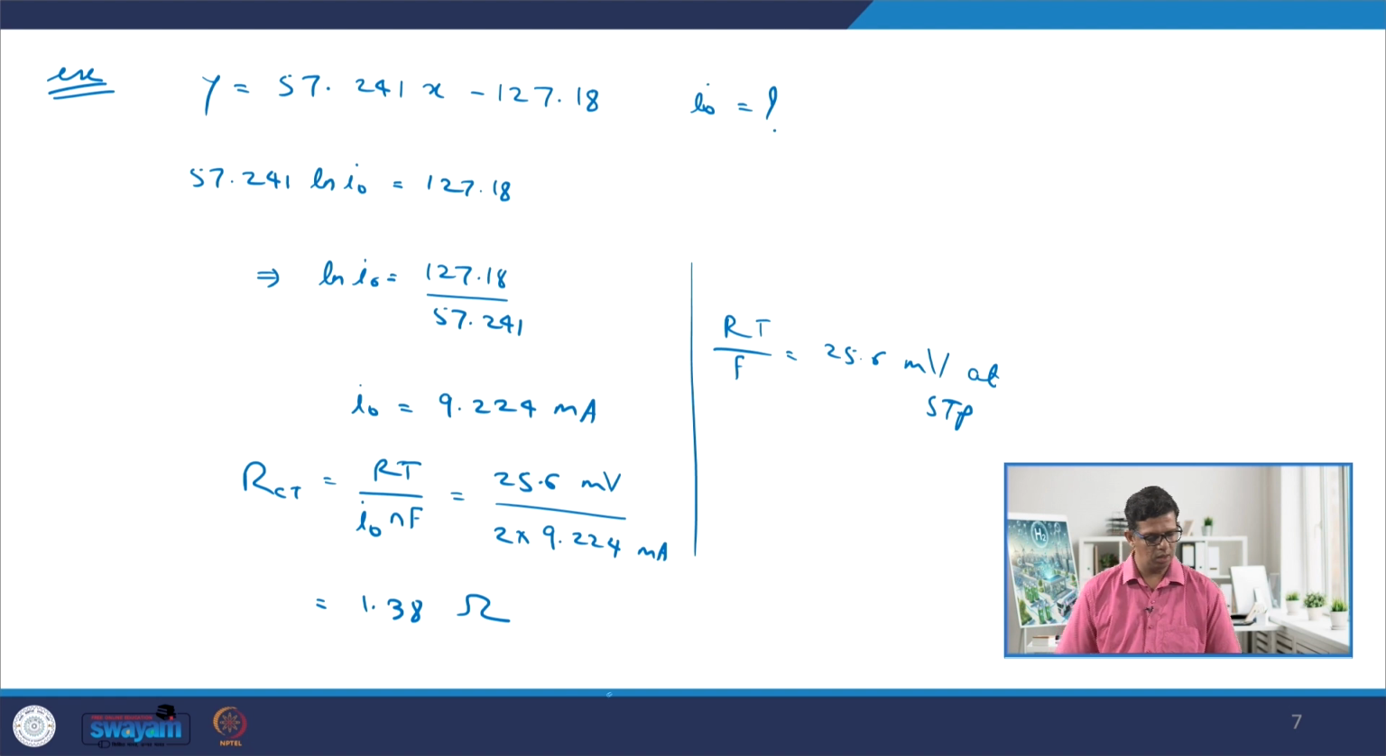ohms. So, how are we getting ohms? Because as we can see, V equals IR. So, V is in millivolt, I is in milliamps. So, R will be in ohms, right. So, R_CT is somewhere around 1.38 ohms.